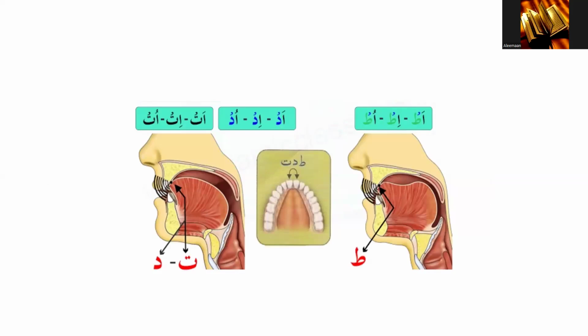If I ask you dal, what is the articulation point of dal? The tip of the tongue touches the roots of the two upper teeth. Anyone else? The tip of the tongue touches the roots of the upper front teeth, the raised part of our gums.